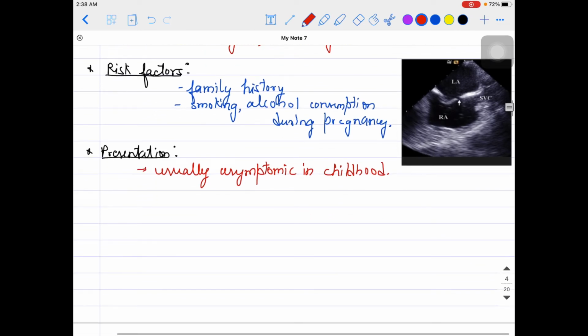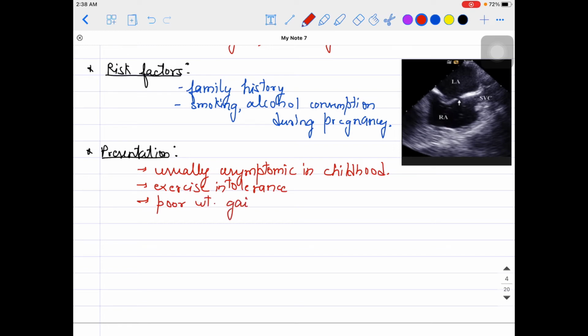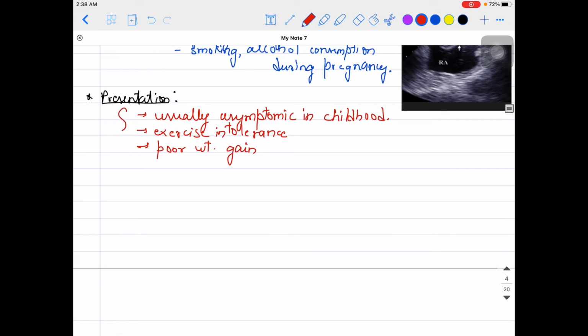So I'm just writing over here that these kind of patients will be having exercise intolerance. That is the term. Exercise intolerance can be there, right? These kind of patients might have poor weight gain, right? Once we have understood the symptoms over here, these are basically the symptoms of these patients.